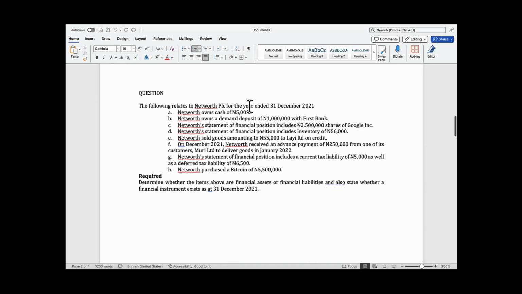Okay. The proof of instrument for Google. Sorry, what do you say, Christopher? It's an equity instrument. Okay. Thank you very much, Christopher.